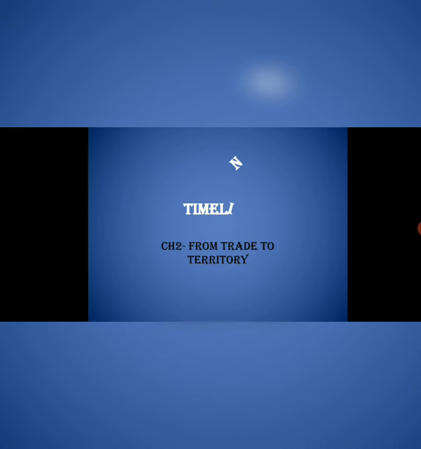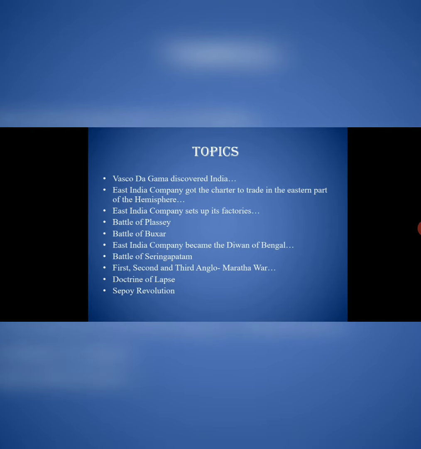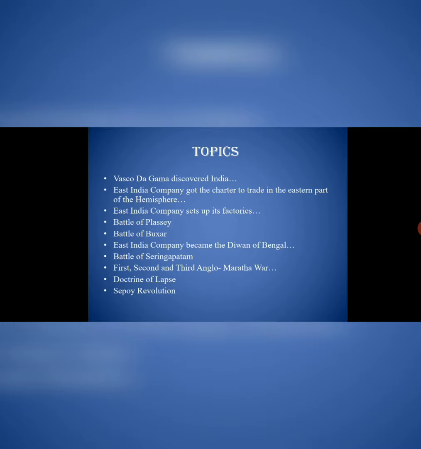So we are going to study the timeline of this chapter. The topics to be covered in this chapter are: Vasco da Gama discovered India, East India Company got the charter to trade in the eastern part of the hemisphere, East India Company sets up its factories, Battle of Plassey, Battle of Buxar, East India Company became the Diwan of Bengal, Battle of Seringapatam, First, Second and Third Anglo-Maratha War, Doctrine of Lapse, Sepoy Revolution. So let's start.